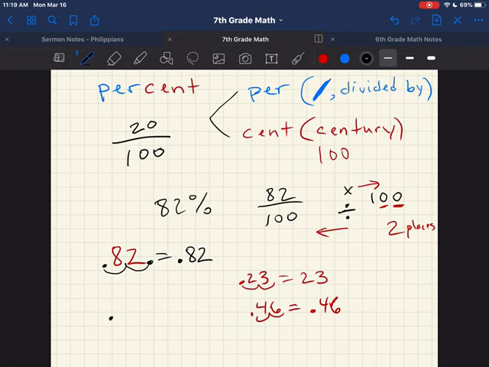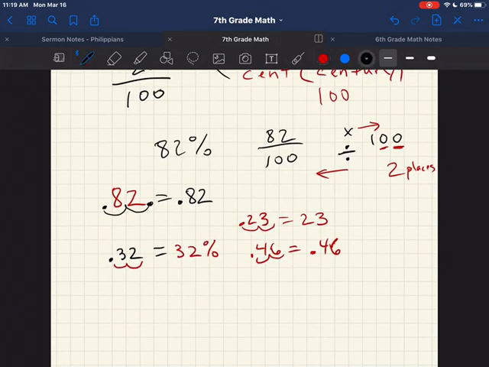Alright, so let's say, instead of going back to the book, we need to know what is 0.32 as a percent. Well, in order to go to a percent, we multiply. So we're going to go to the right 2 places. 1, 2. It's always 2 places. So 0.32 is 32%.